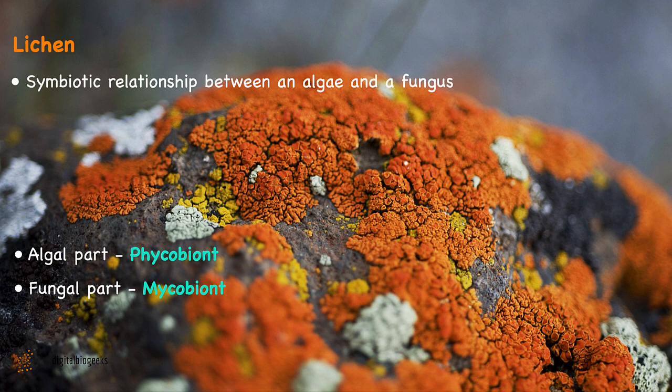Lichens do not have roots and they absorb all the nutrients from the atmosphere. Hence, a polluted atmosphere will lead to the death of lichens. That is why lichens are called pollution indicators. That's it about the chapter biological classification.